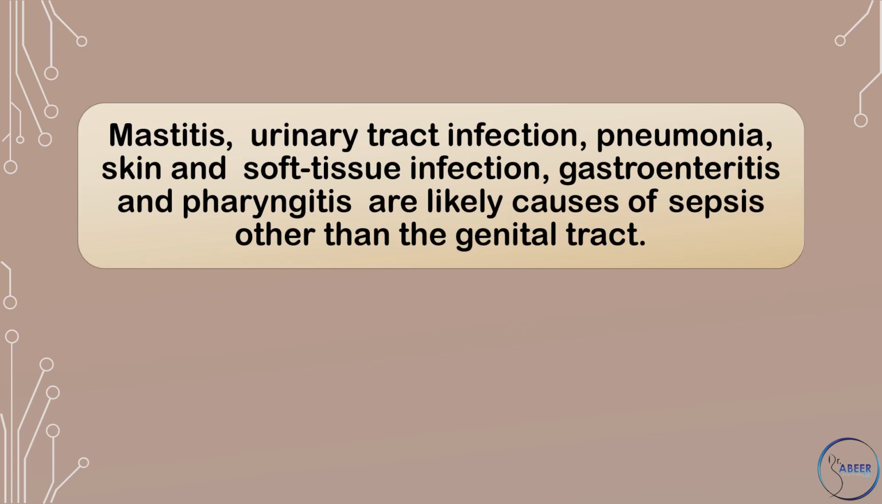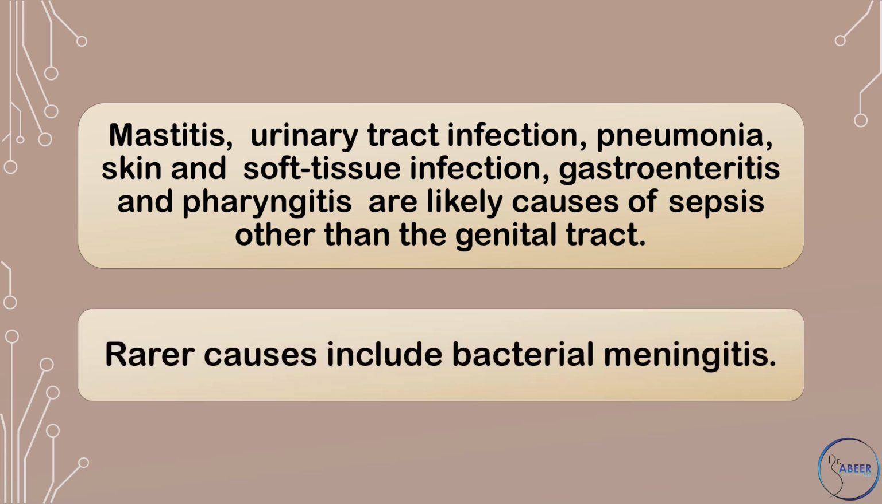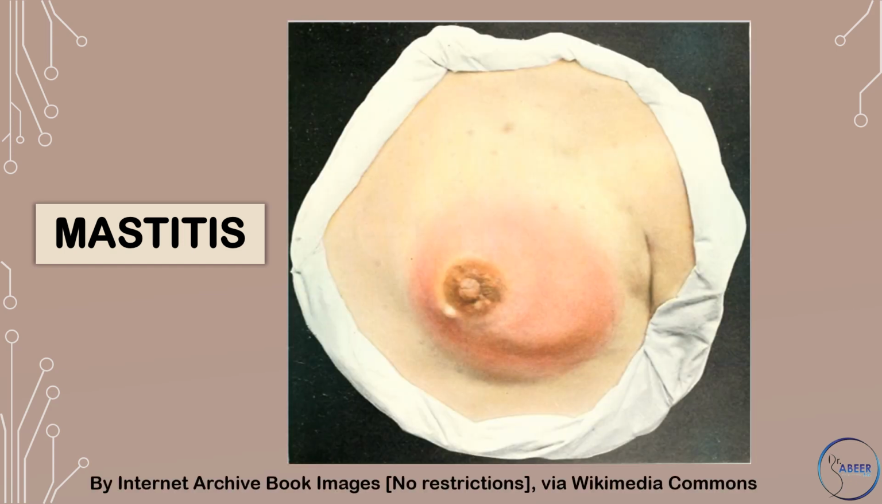Mastitis, urinary tract infection, pneumonia, skin and soft tissue infection, gastroenteritis, and pharyngitis are likely causes of sepsis other than the genital tract. Rare causes include bacterial meningitis. Mastitis. Mastitis is easily overlooked clinically but may lead to breast abscesses, necrotizing fasciitis, and toxic shock syndrome.